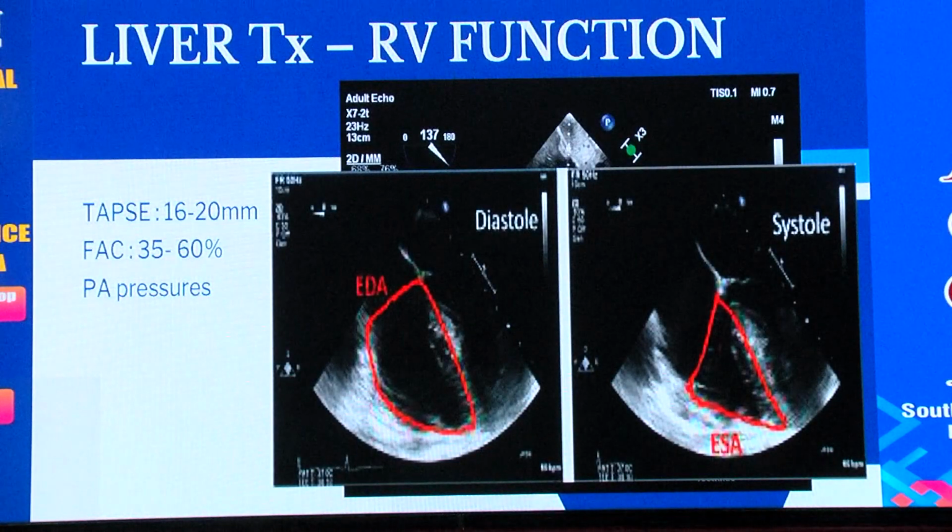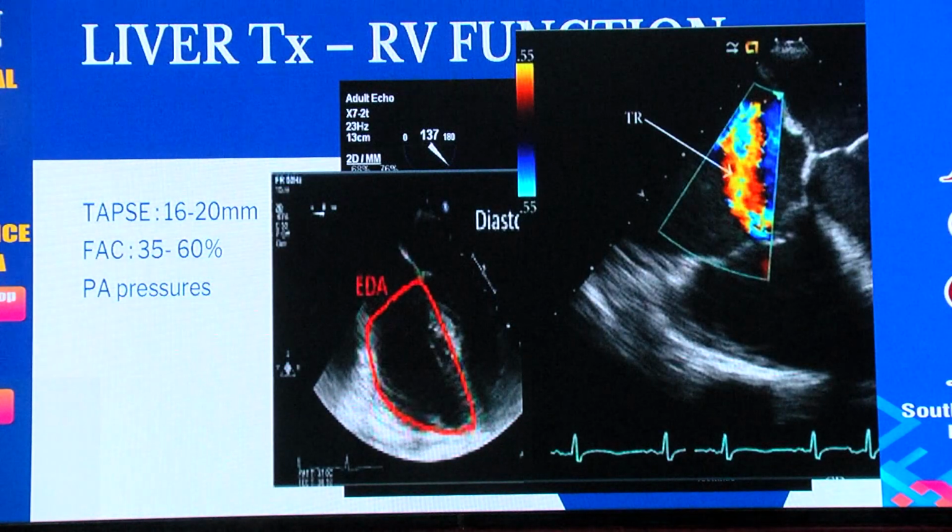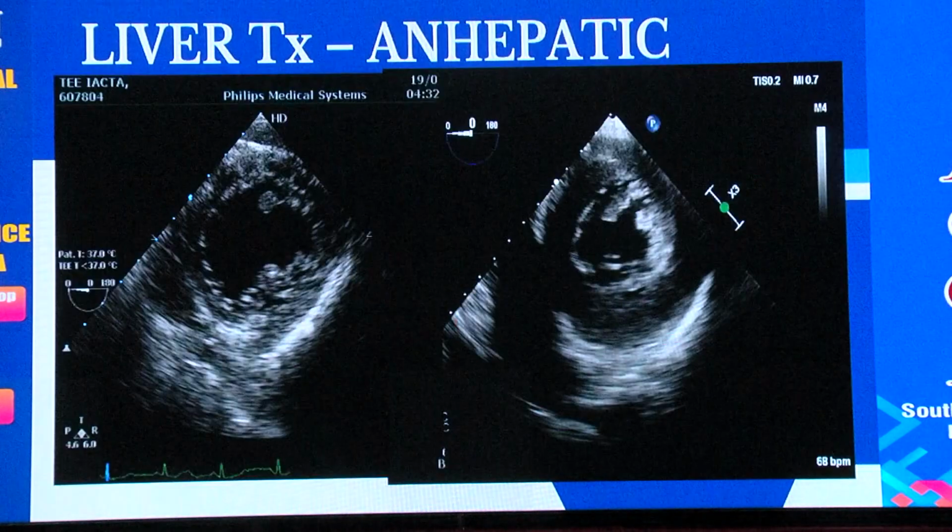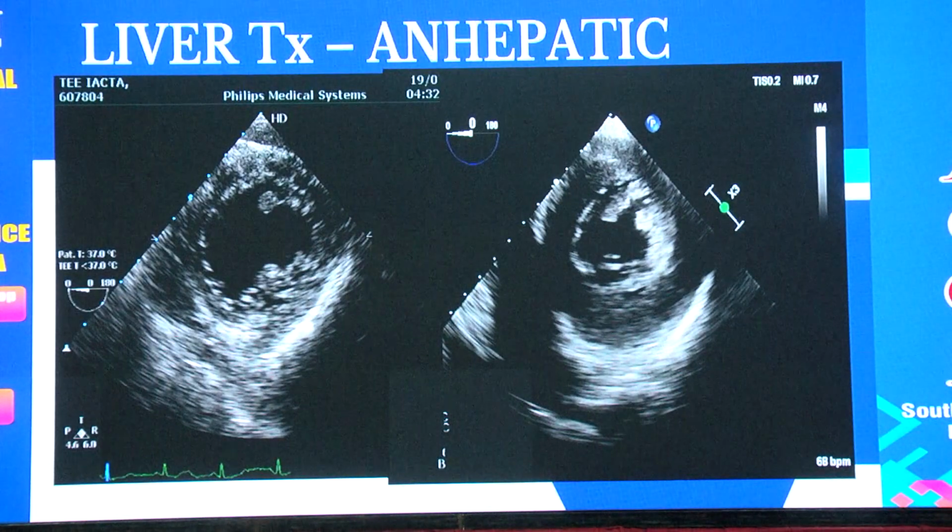And this is FAC, that is fractional area change, and PA pressures based on the tricuspid regurgitation. It's been told, I don't want to repeat this. So, and this is the LV function again.